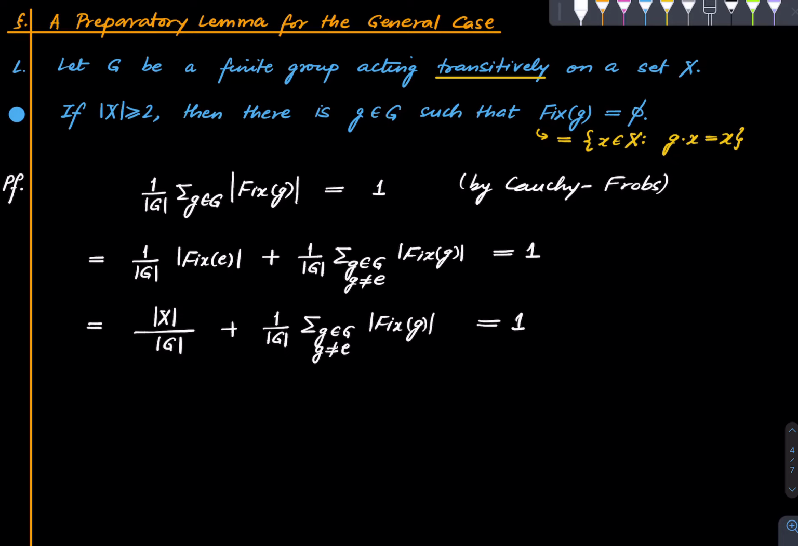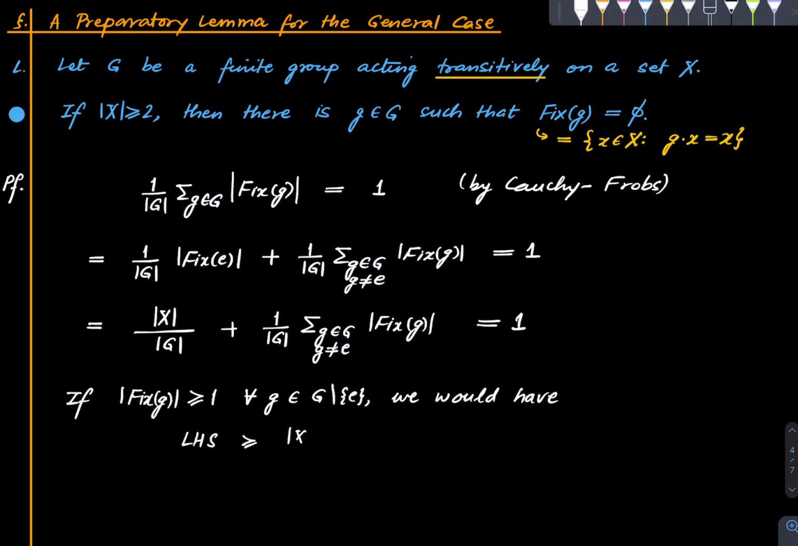So this is equal to 1. Now if this were greater than or equal to 1 for all g away from identity, we would have the LHS above is at least this much.